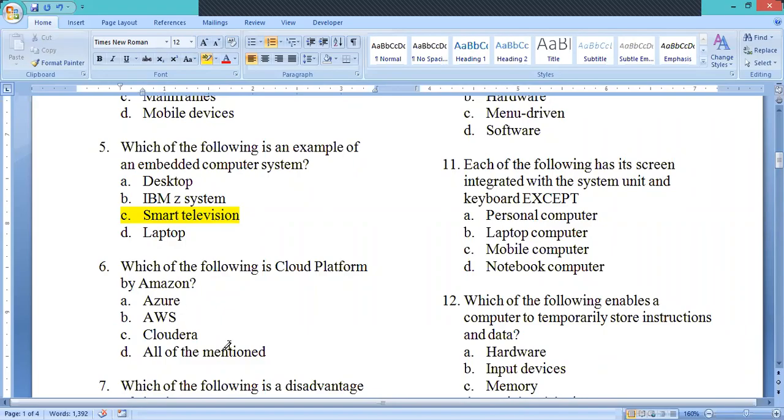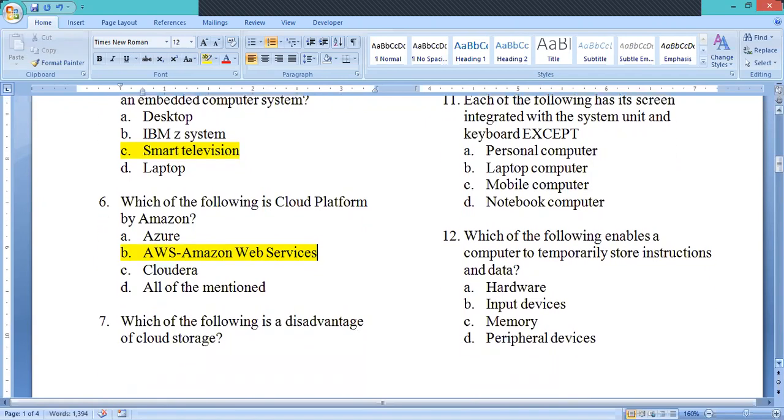All right. So this question is now asking which one of these is made by Amazon. Anybody know? The one by Amazon is AWS, which stands for Amazon Web Services. All right. So it's AWS. Good.